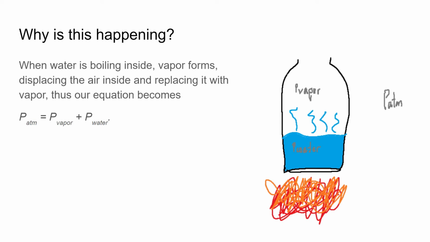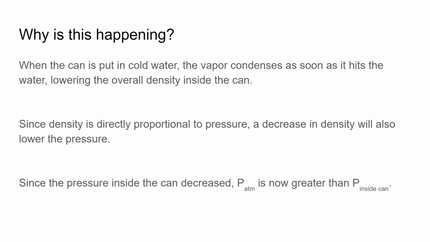So if we combine these equations together with the previous one, we get that the atmospheric pressure is equal to the pressure of the water plus the pressure of the water vapor. The equation we have right now defines the pressure balance at the start when the can was heated.